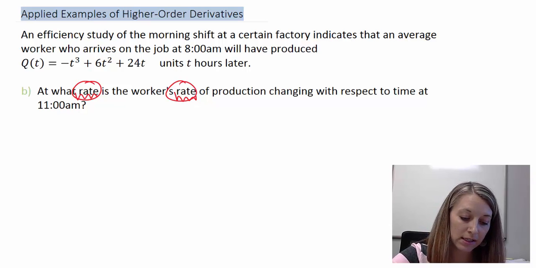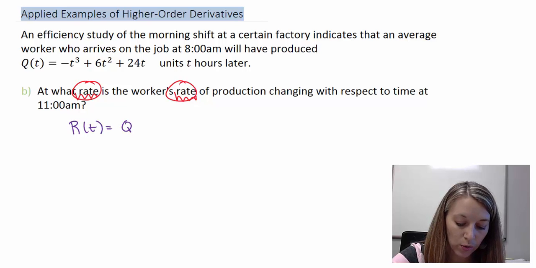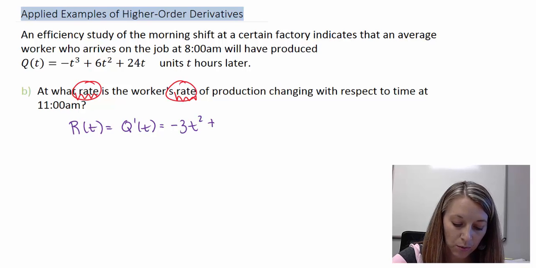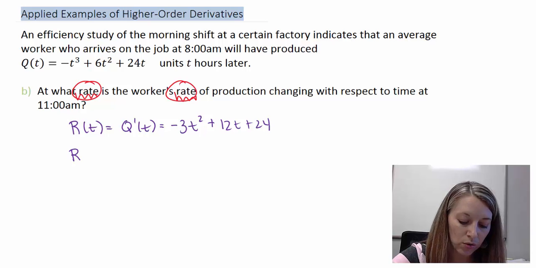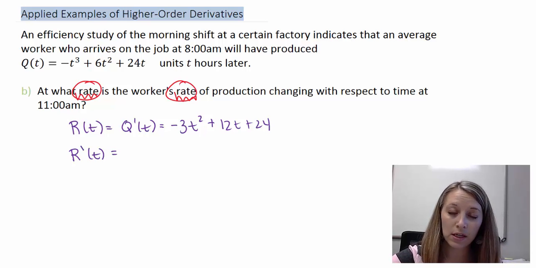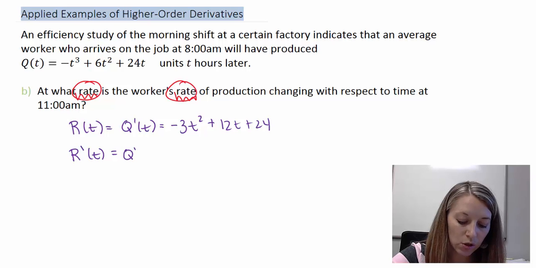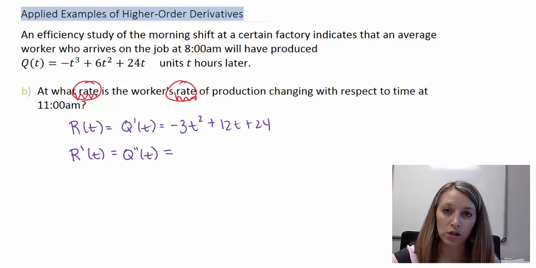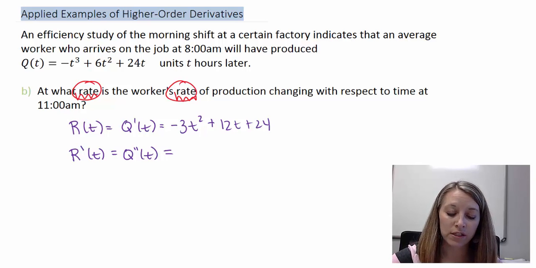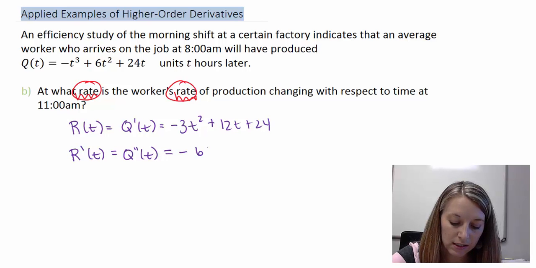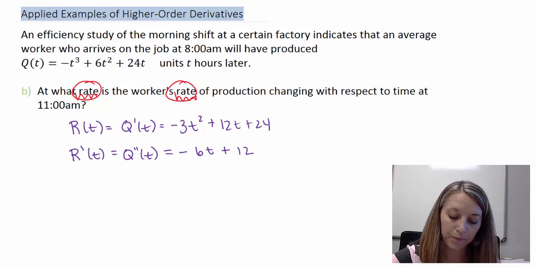Now, in the last example, we figured out our rate equation was equivalent to the derivative of our quantity equation, which gave us negative 3t squared plus 12t plus 24. So if we want to know the rate of the worker's rate, that actually means we need to take the derivative of my rate equation, or the second derivative of my original equation. Now, this is in preferred format, so I can go ahead and just take the derivative of it. That gives me negative 6t plus 12.